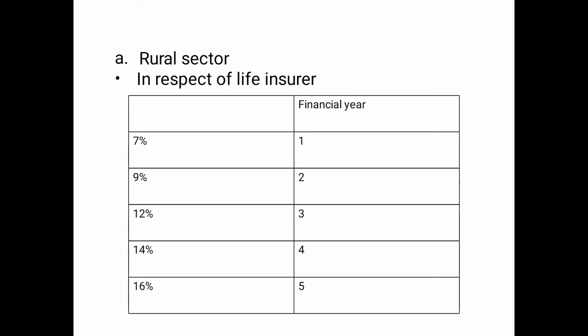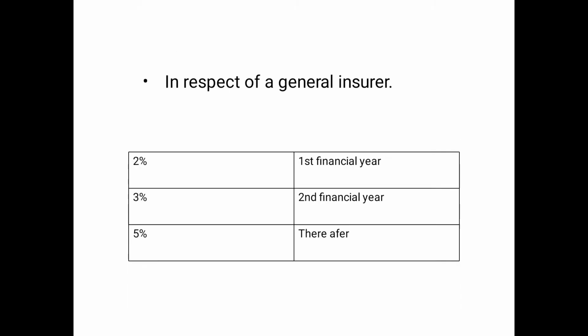Under that, rural sector, in respect of life insurance, 7% in the first financial year and 9% in the second financial year, 12% in the third financial year and 14% in the fourth financial year, and 16% in the fifth financial year of total policies written directly in that year. In respect of general insurance, 2% in the first financial year, 3% in the second financial year, and 5% thereafter of the total gross premium income written direct in that year.